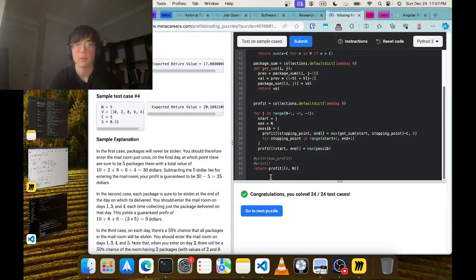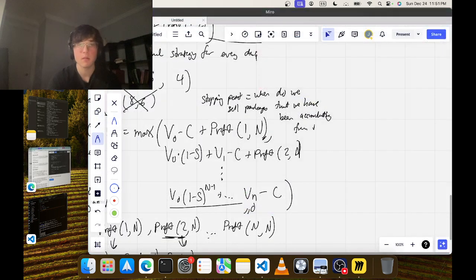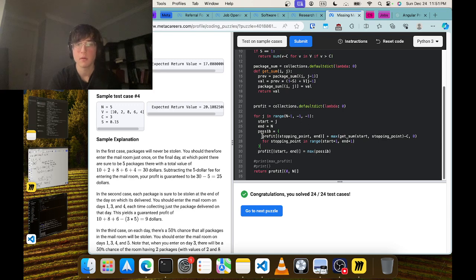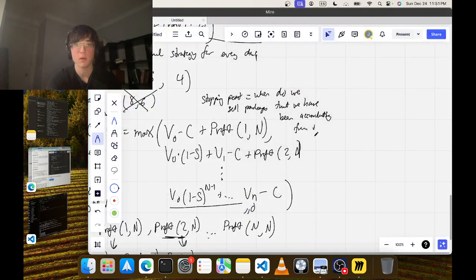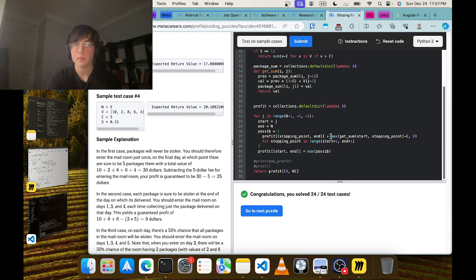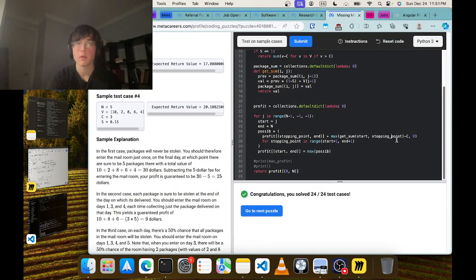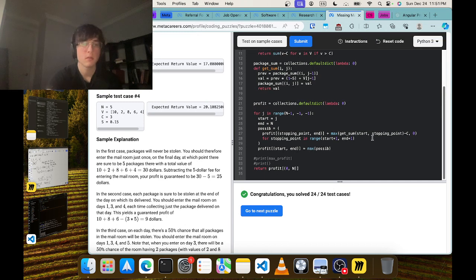So here are my possibilities. This is all of these possible, and I take the max across all of them. Here's the max across possibilities. So profit starting from stopping point to the end. That's a recursive definition of profit 1 to n. And then here is our sum, this v1, assuming that we're holding packages from start to stopping point, minus c. Very straightforward. This is all we need, and then at the end we return profit from 0 to n.